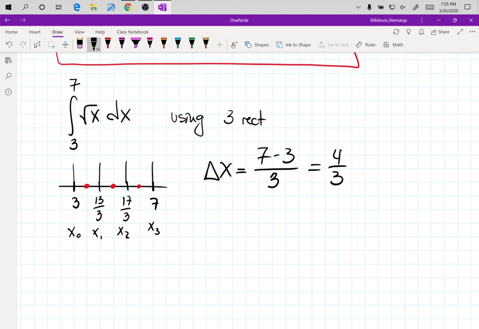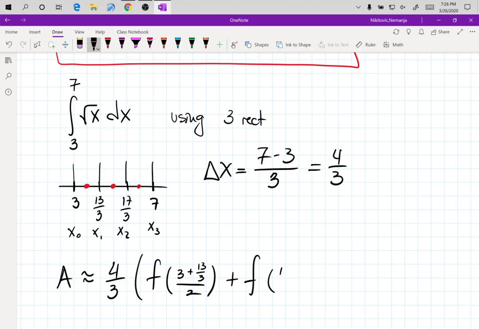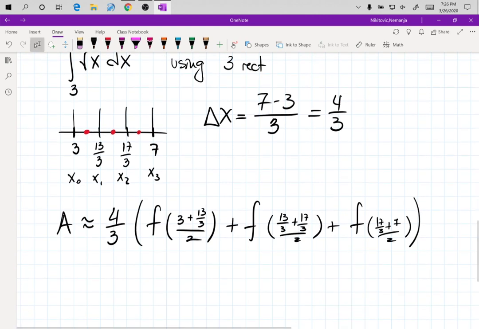So the area will be approximated by delta x is 4/3. Now I have f at (3 plus 13 over 3) over 2 plus f of (13 over 3 plus 17 over 3) over 2 plus f of (17 over 3 plus 7) over 2. So this is where I find all of those midpoints, which are the red dots. And once we have that, we're done.